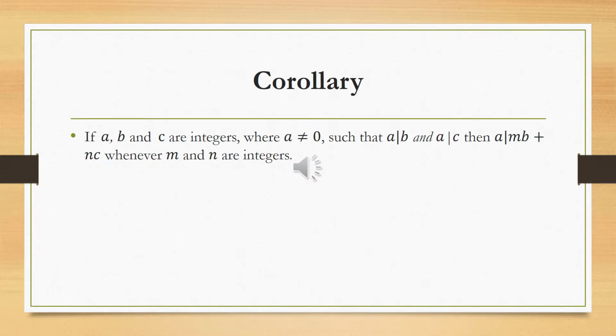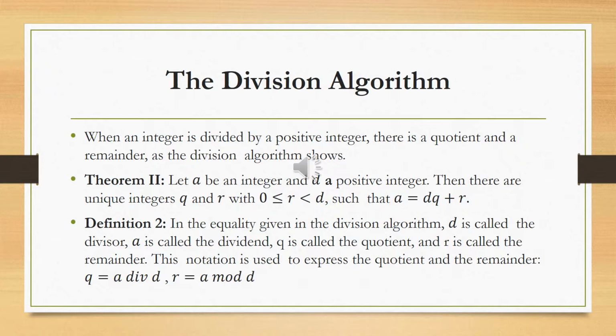Corollary. If a, b, and c are integers where a not equal to 0, such that a divides b and a divides c, then a divides m b plus n c, where m and n are integers. The division algorithm.